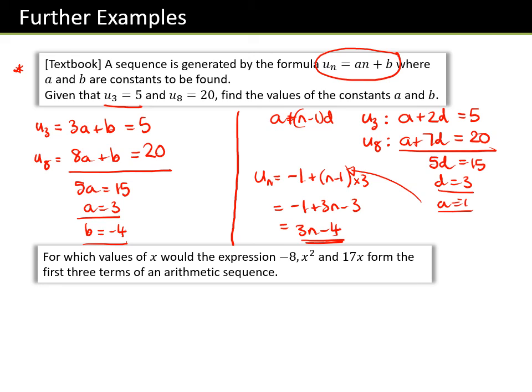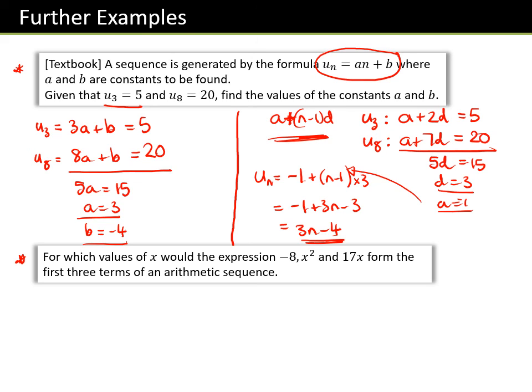Okay, so in this first method here, we were using the an plus b that we were given. In this second approach, we were using what you will most commonly use in these type of questions, the formula, which gives us u3 is a plus 2d and u8 is a plus 7d. Okay. On to the next example.